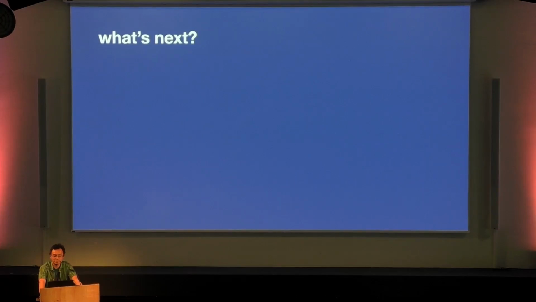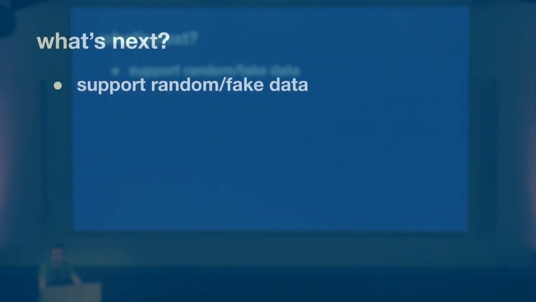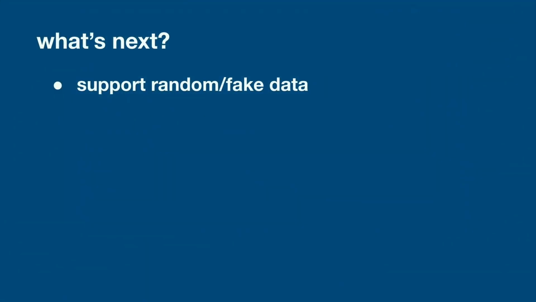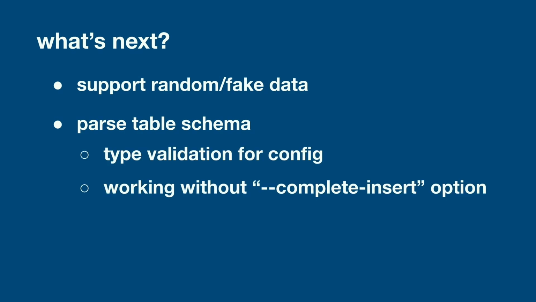What's next? This can be randomized for fake data, because now it's static values and only placeholders, but it could be faking or randomizing data. And parsing the table schema is also one of them. If you do that, you can validate the type in the config, because now it's type agnostic, so you don't know until you run the restore. And also, if you do that, we don't need the complete insert option anymore. And performance optimization.